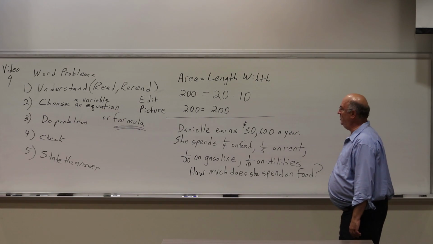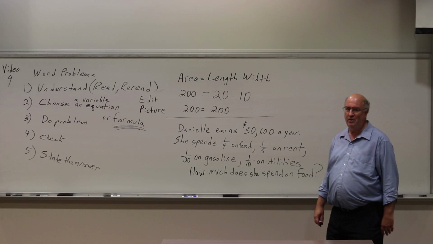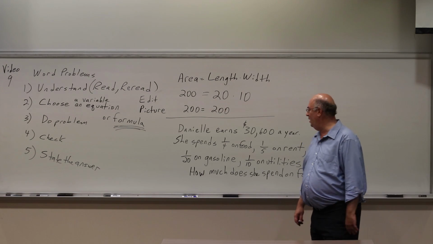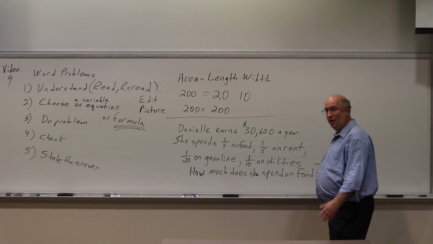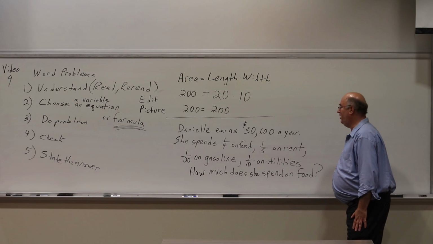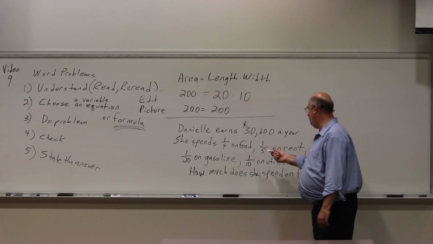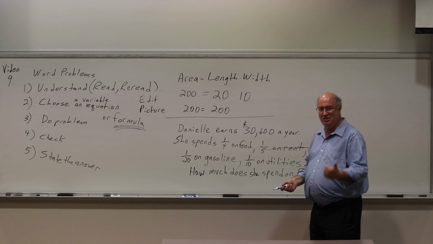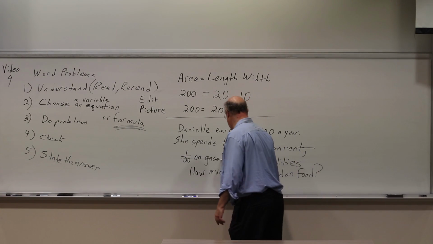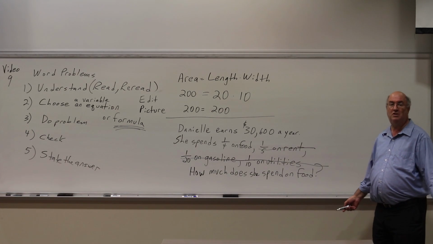So the first thing we do is read it and understand it. Picture: you can draw a circle graph, a pie chart if you want. You don't really have to, but if it helps you, you can. She makes $30,600 a year. What does she spend on food? They're not asking what she spends on rent, so edit that. Gasoline? Nope. Utilities? Nope. Edit that. We basically want to know what she spends on food.